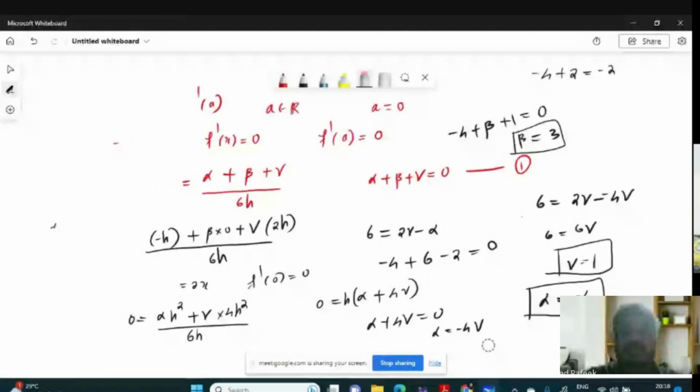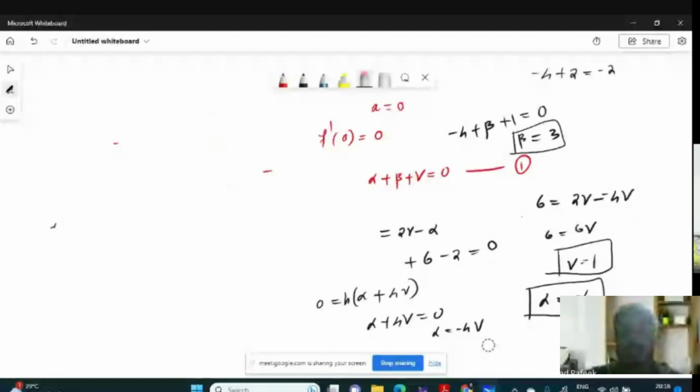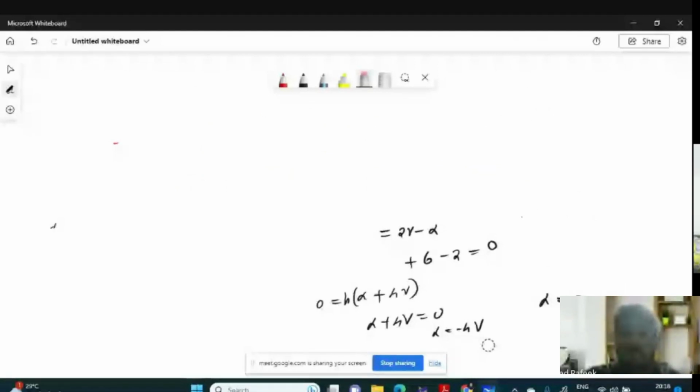I think the 9th question is from GATE. Numerical value type. Up to all of CSIR. Now this is just from GATE.